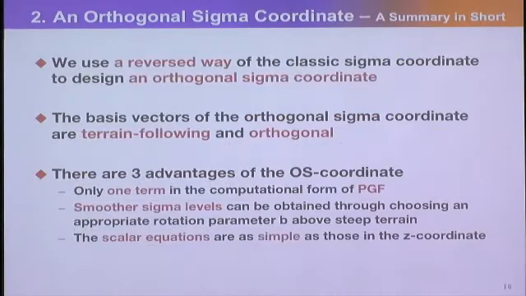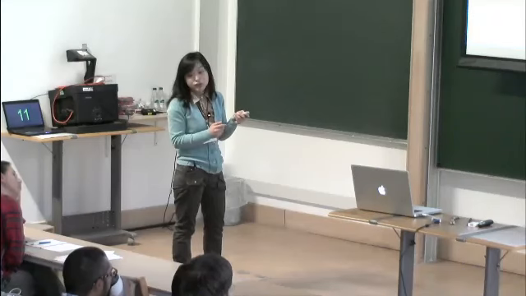Now let's see a short summary of this orthogonal sigma coordinate. First, we use a revised way of building the classic sigma coordinate, which is to design the basis vectors first and then the definition of the coordinate. We can get an orthogonal sigma coordinate. And through rotating the basis vectors of the z coordinate, we can get terrain-following and orthogonal basis vectors of our new coordinate. And based on these characteristics, there are three advantages in the new coordinate.